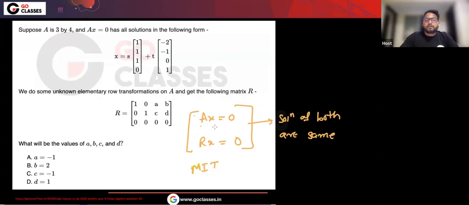Okay. Now, if this is the solution of Ax equal to 0, then this must be the solution of Rx equal to 0 also. Okay. I mean, for any value of s and t, so just put s equal to 1 and t as 0, just for the sake of getting one vector. So you will be getting 1, 1, 1 and 0, right?